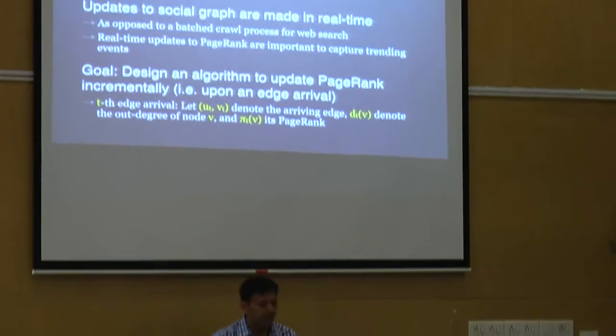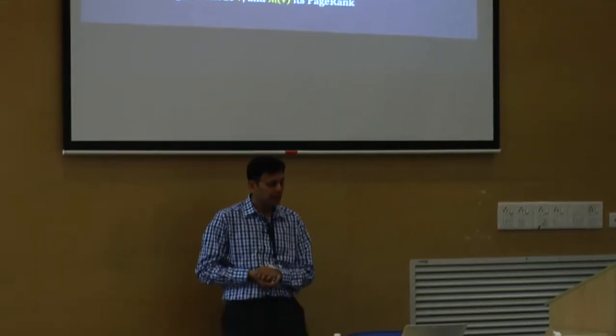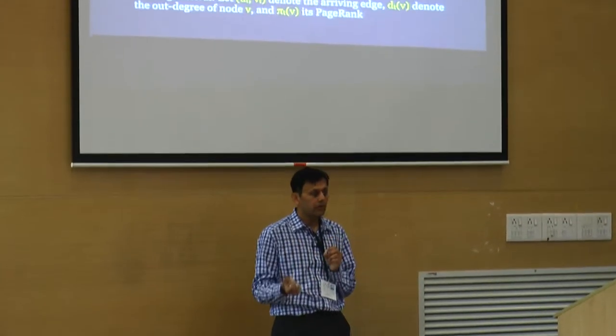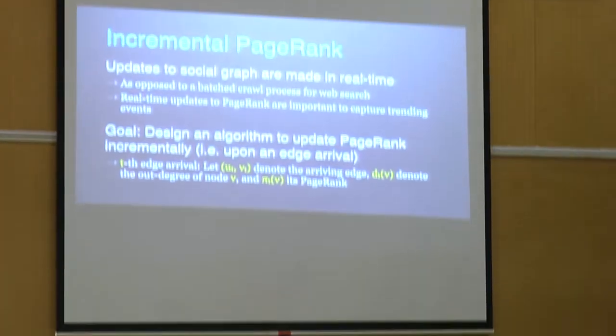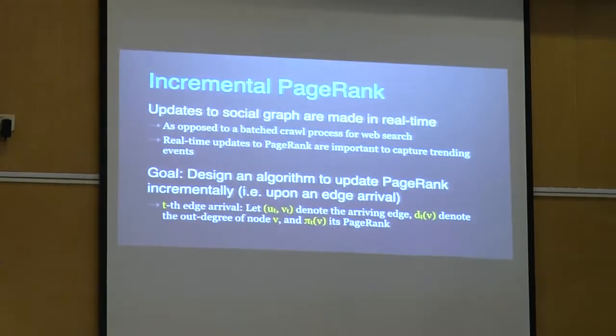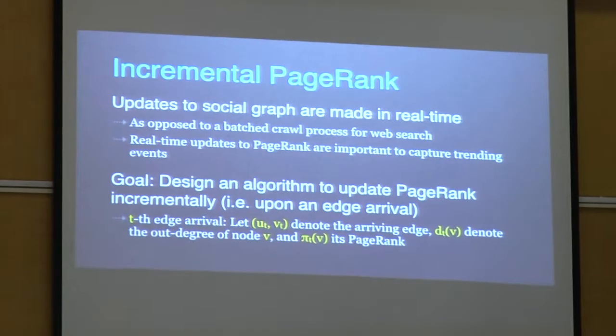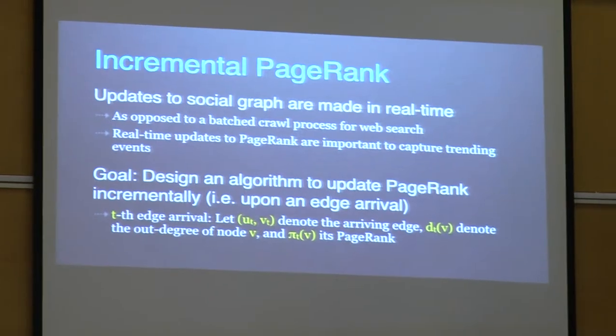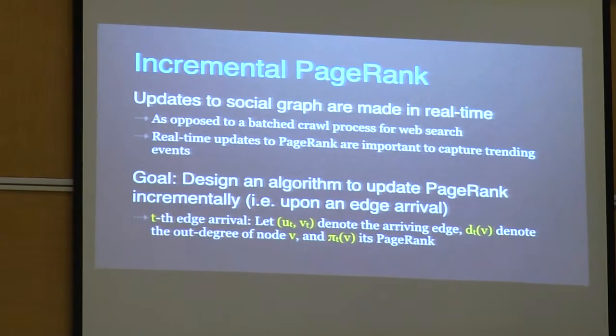So our goal is to design an algorithm to update PageRank incrementally, for example, upon an edge arrival. We're going to need some notation for this. Let's say the tth edge arrives, and let (u_t, v_t) denote the arriving edge. Let d_t(v) denote the out degree of node v at time t. The reason everything is prefixed with t is because these things are happening over time. And let's say pi_t(v) is the PageRank of node v at time t.